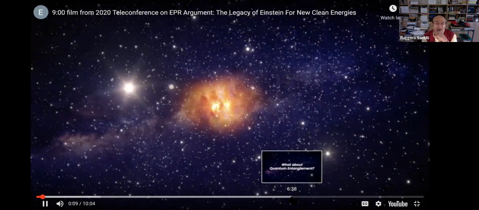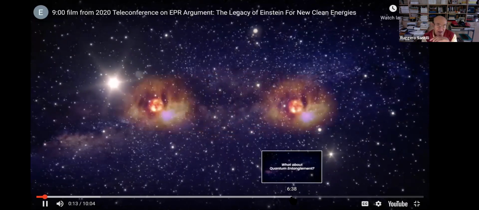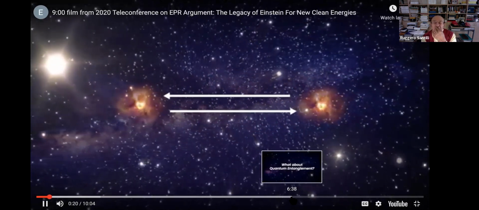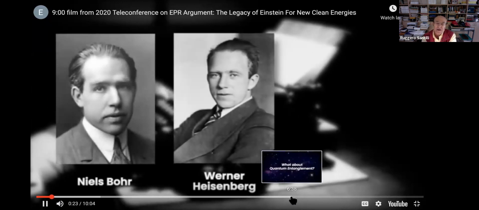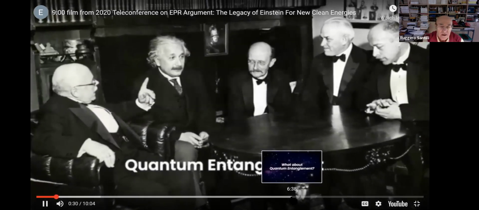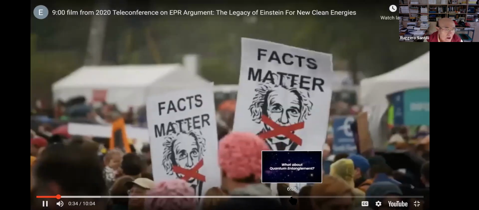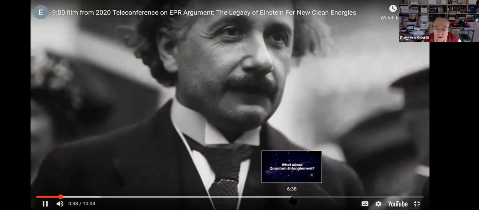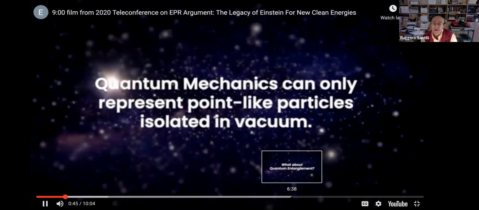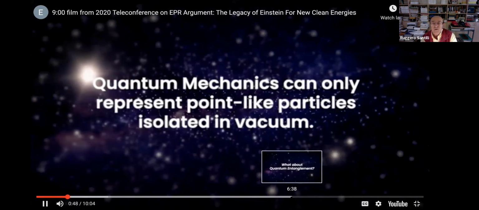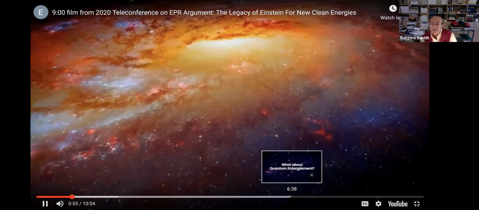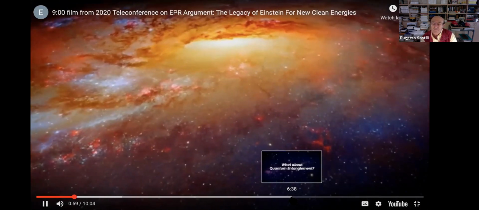He noted that quantum mechanics can only represent point-like particles isolated in vacuum, and so it's unable to predict their entanglement. Possible representation of the entanglement would imply superluminal communications, an event faster than the speed of light, and that would violate special relativity.